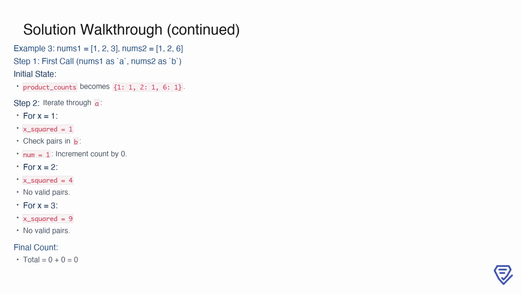For x equals 2, x_squared equals 4, and no pairs in nums2 multiply to 4. Similarly, for x equals 3, x_squared equals 9, and no valid pairs are found. After processing all numbers in nums1, the first call results in 0 triplets. Repeating the process with nums2 as A and nums1 as B, no valid triplets are found here either. The total count for this example is again 0 plus 0 equals 0. This completes the walkthrough, showing that for the given examples, no triplets satisfy the condition of the problem.